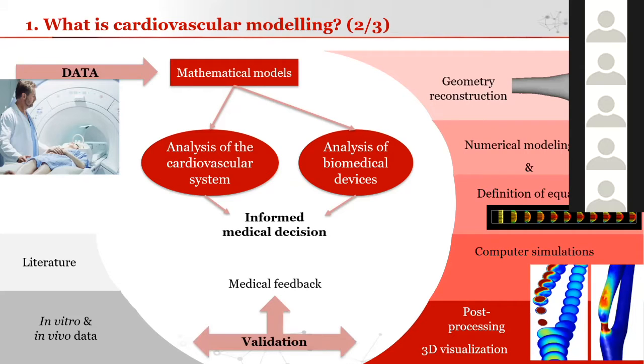Obviously, these results need to be further validated. So we use whatever material we have available. We can compare them to literature, to in vitro and in vivo data. In vivo data is any clinical data which is available, and in vitro represents data coming from experiments. And we also rely on feedback from doctors to make sure that our computational predictions are in agreement with what they would expect.